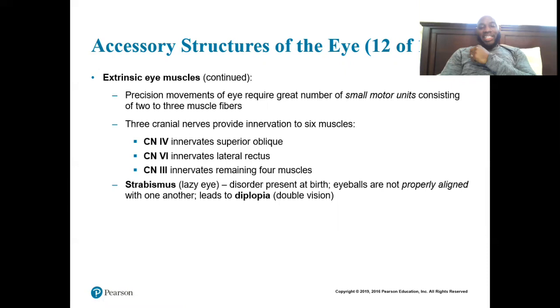The term lazy eye, strabismus, is a disorder present at birth in which the eyeballs are not properly aligned with one another. It can sometimes lead to double vision, all right?